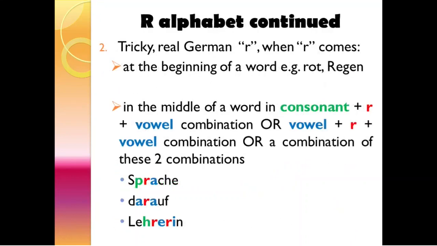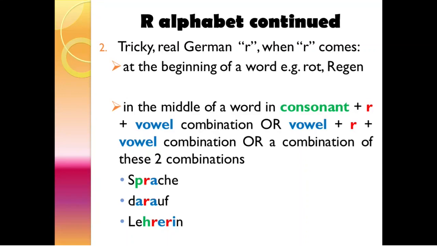Now, the tricky and what we also call the real German R comes when R comes in different situations inside a word. But before we go on to that, you need to know that the R sound can be made when you're trying to gargle some air into your mouth and pushing that air back into your throat. R.